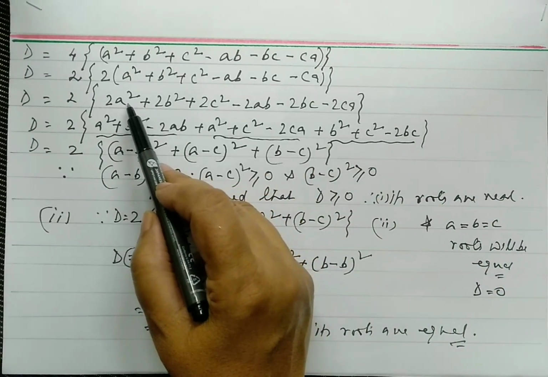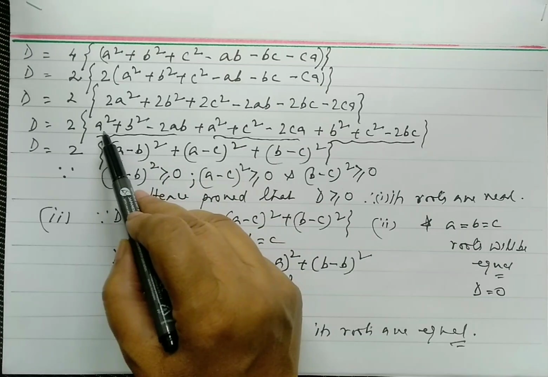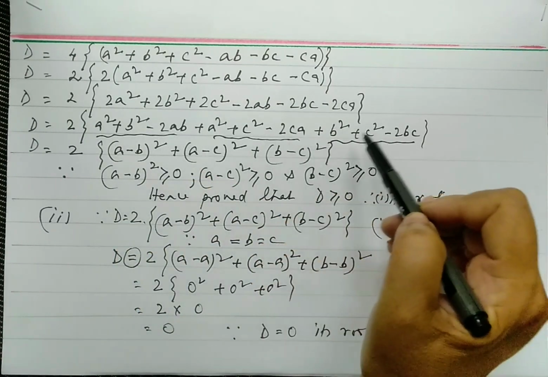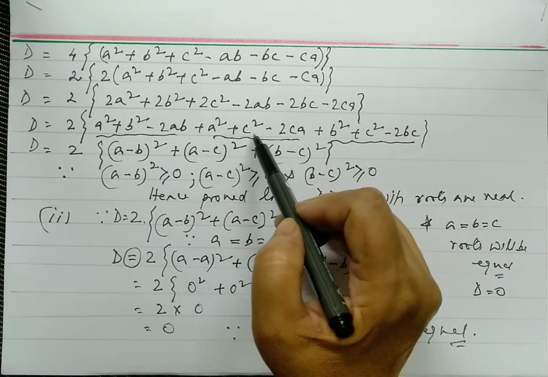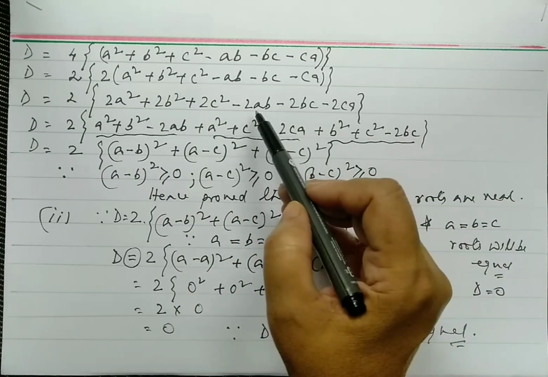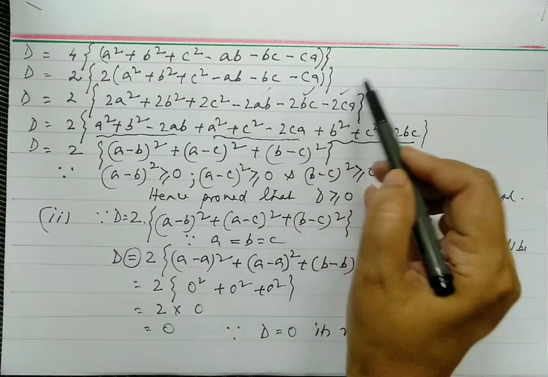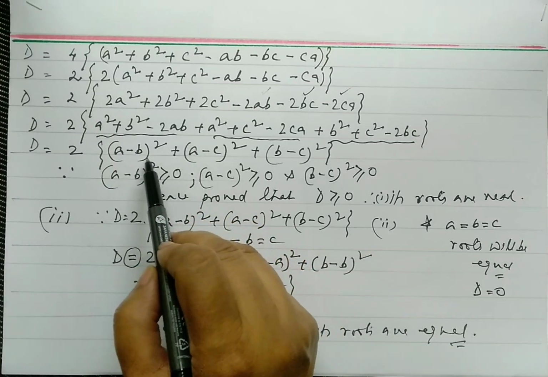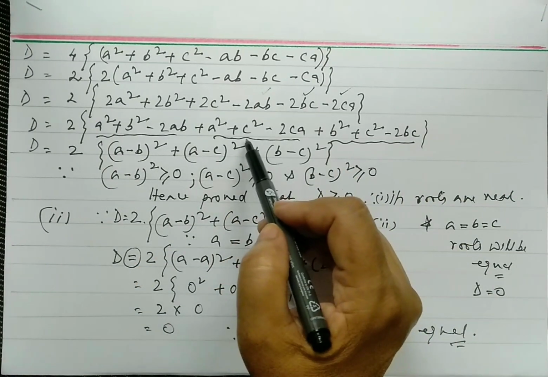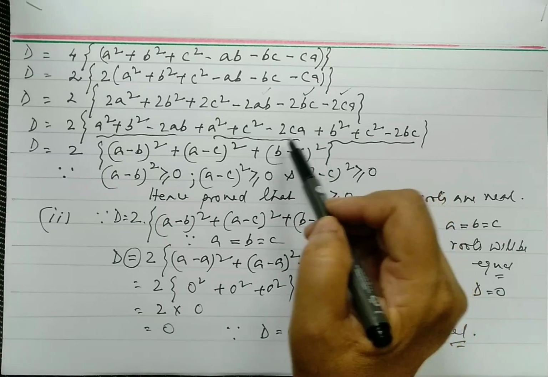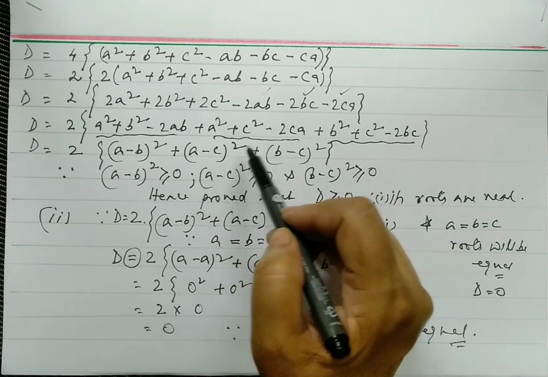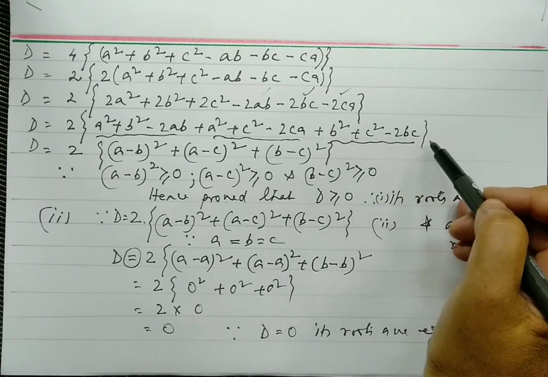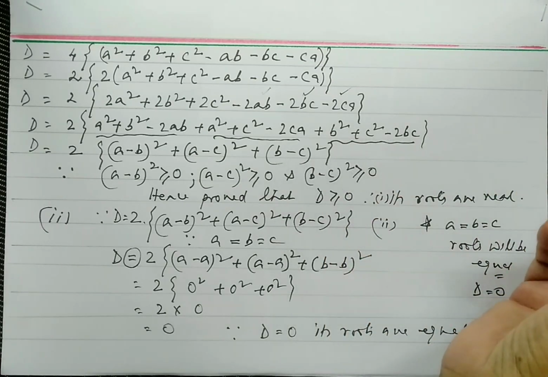Now we distribute A² two places. A² here, A² here. B² here, B² here. C² here, C² here. And provide this respectively to them. A² + B² - 2AB is (A - B)². A² + C² - 2AC or CA is equal to (A - C)². And B² + C² - 2BC is equal to (B - C)². Correct?